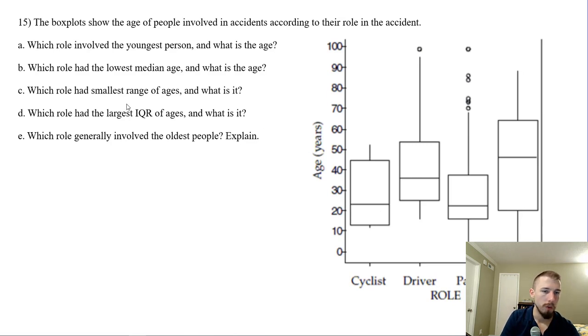Which role had the smallest range of ages? Not the interquartile range, that would be the size of the box plot. The smallest interquartile range would be the passengers, but the overall range is from the minimum to the maximum, including the outliers as well, not just the whiskers. So the one that had the smallest range would be the cyclist. And that range looks like it's from about 11 to 52, so a difference of about 31.